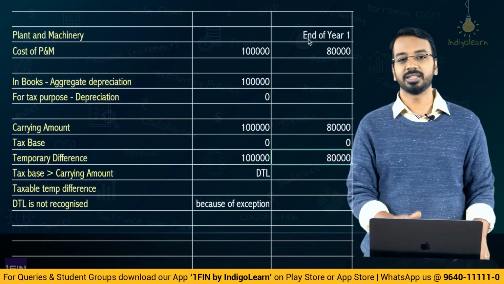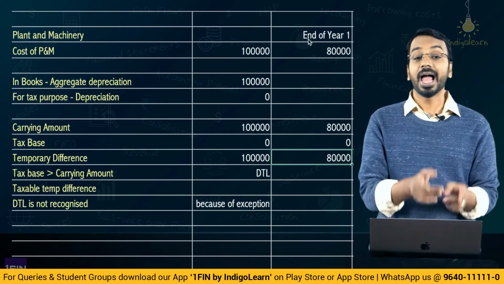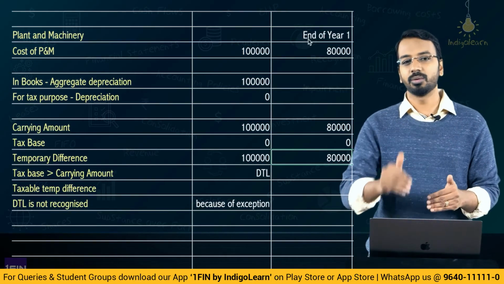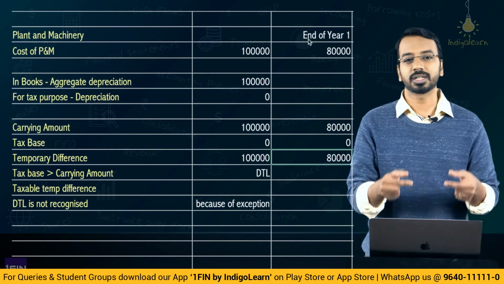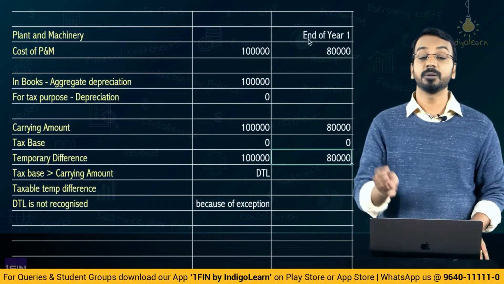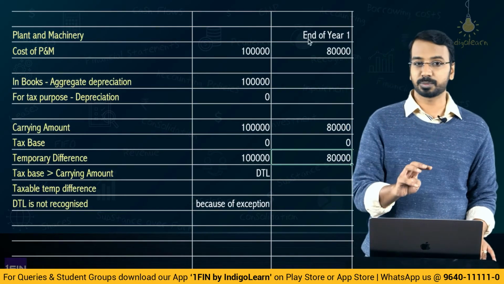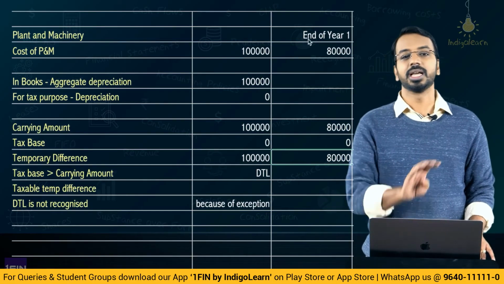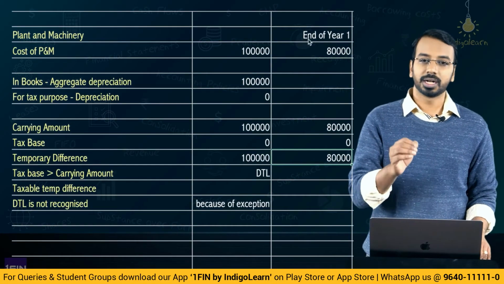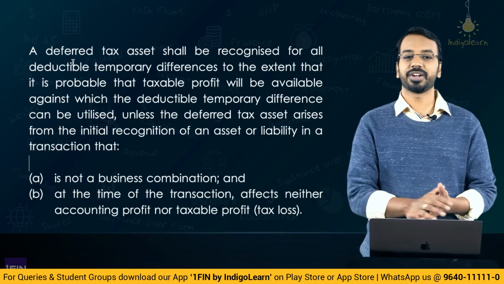Even here I cannot recognize the DTL because the difference had arisen at the time of initial recognition, and because it has arisen at the time of initial recognition and it does not impact the accounting profit or the tax profit, you cannot recognize DTL on account of this. Apart from these two cases, that is goodwill and differences arising at the time of initial recognition which do not impact the accounting profit and tax profit, and the transaction is not a business combination, except in these two cases, in all the cases you will recognize a deferred tax liability for taxable temporary differences. So, we have understood when we recognize the deferred tax liability.